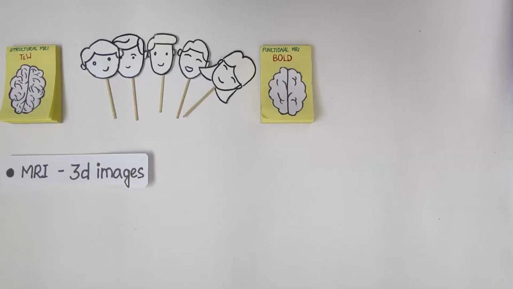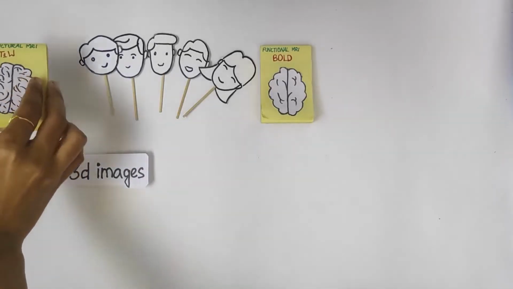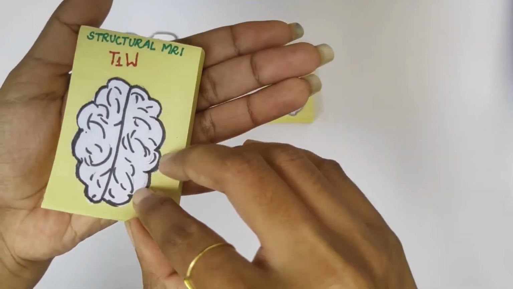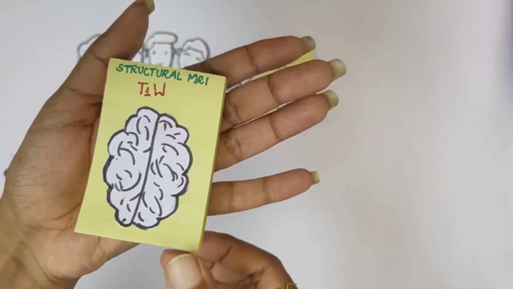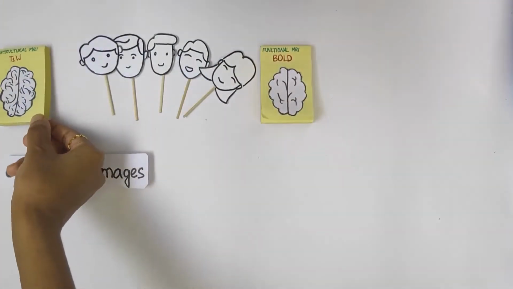Now, structural MRI images are three-dimensional images of the brain. They clearly have higher resolution compared to functional MRI images, and they help to differentiate between the different tissues in the brain.